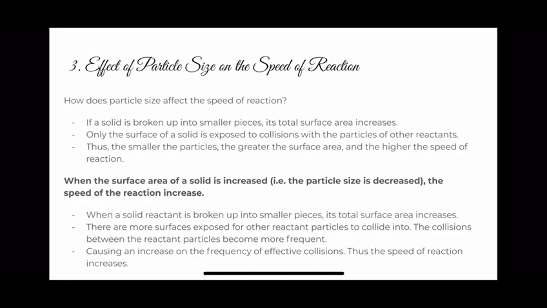When the surface area of a solid reactant is increased, the speed of the reaction increases. When a solid reactant is broken up into smaller pieces, its total surface area is increased. There are more surfaces exposed for other reactant particles to collide into. The collisions between the reactant particles become more frequent. This causes an increase in the frequency of effective collisions. Thus, the speed of reaction increases.